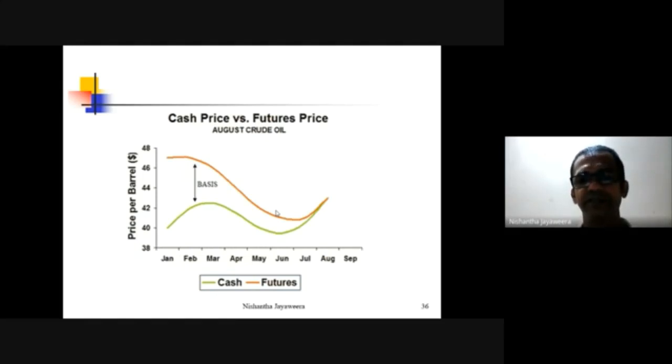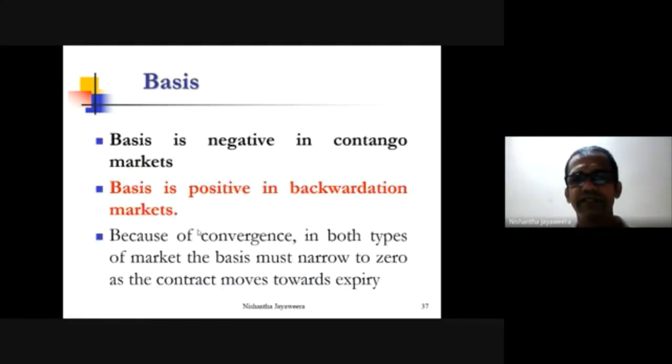So remember now, the basis generally increases with time in a contango market, while the basis decreases in a backwardation market. Remember that. Is it clear? I asked you to think about it last week, what would happen to the basis when you are in a contango market and when you are in a backwardation market. So as given here, the basis is negative in a contango market and the basis is positive in a backwardation market.